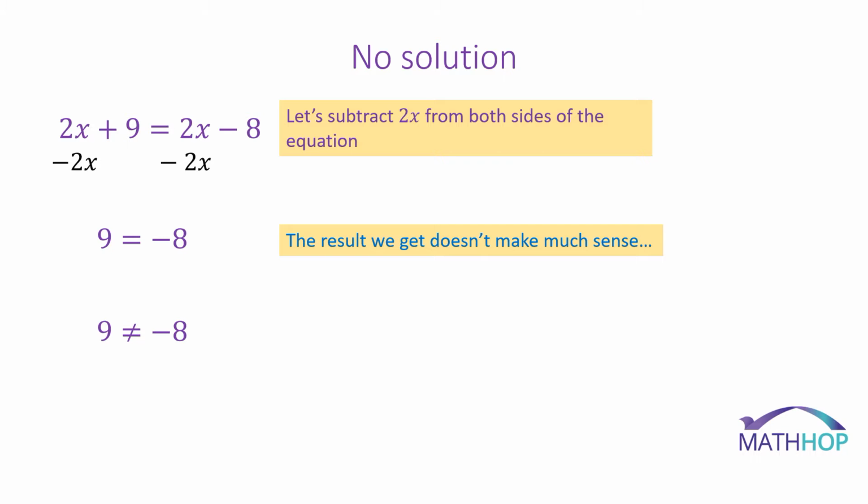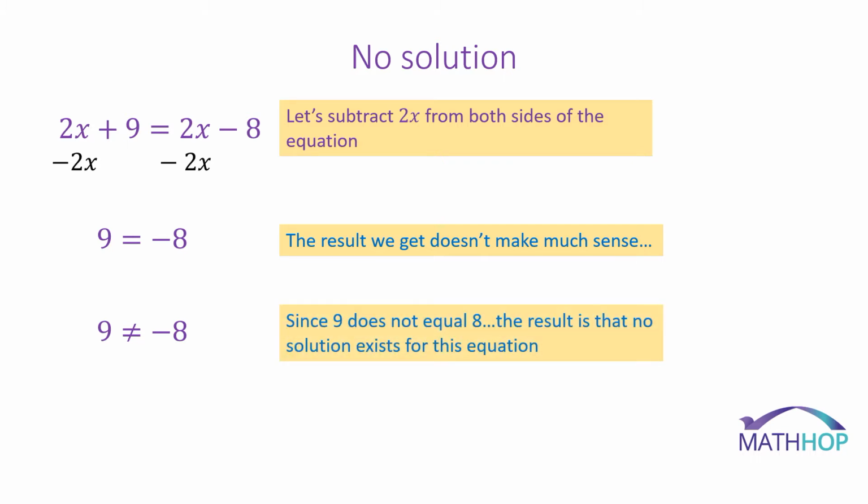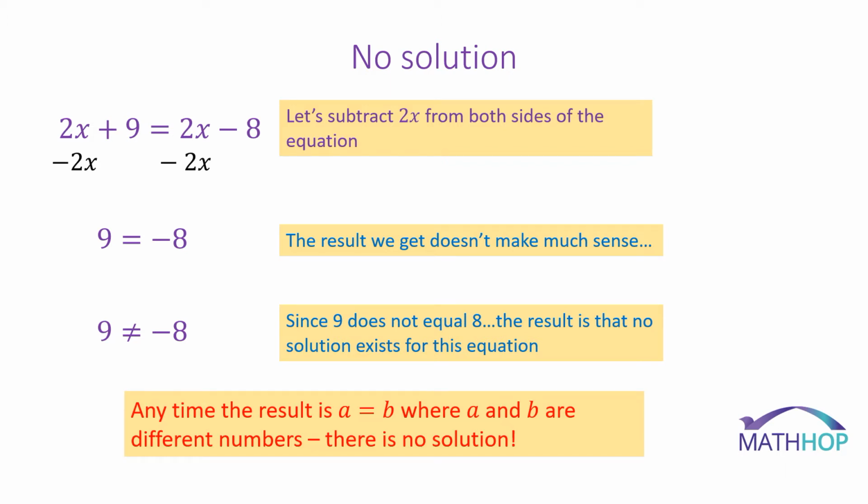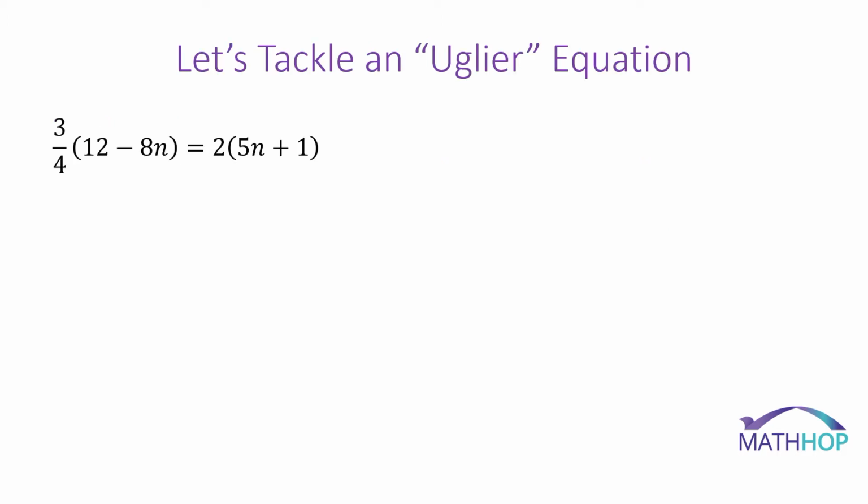Because 9 doesn't equal negative 8, and because it will never equal negative 8, the result is that no solution exists for this equation. When you get something weird like this, oftentimes we think, oh, I've done something wrong. And that's a possibility. You might have made a mistake somewhere in your computations. But just because you get something weird like 9 equals negative 8 doesn't mean you for sure made a mistake. It could just mean there are no solutions. Anytime you get some result A equals B, where A and B are different numbers that for sure don't equal, there's no solution.